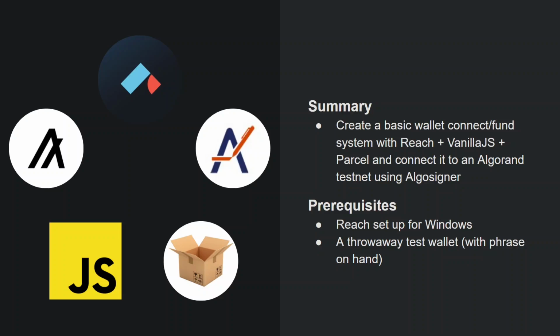Today we'll be creating a basic wallet connect fund system with Reach, VanillaJS, and Parcel, which will then connect to an Algorand testnet using AlgoSigner. Prerequisites for this tutorial are Reach set up for Windows and a throwaway test wallet created with AlgoSigner with the phrase on hand. Links to these prerequisites can be found in the description below.